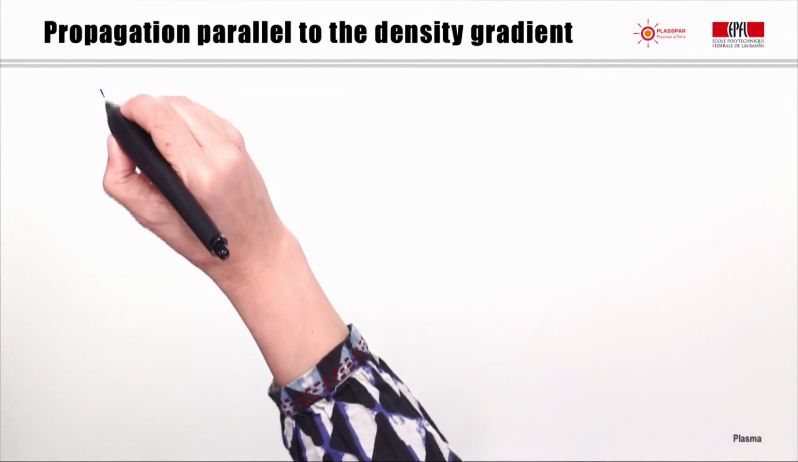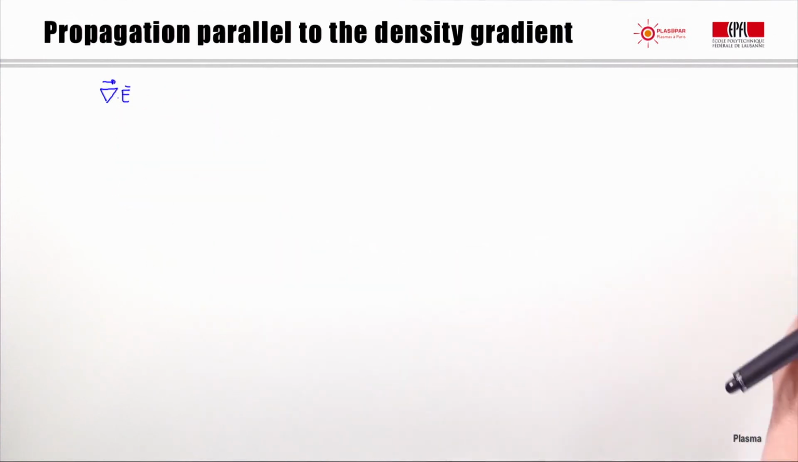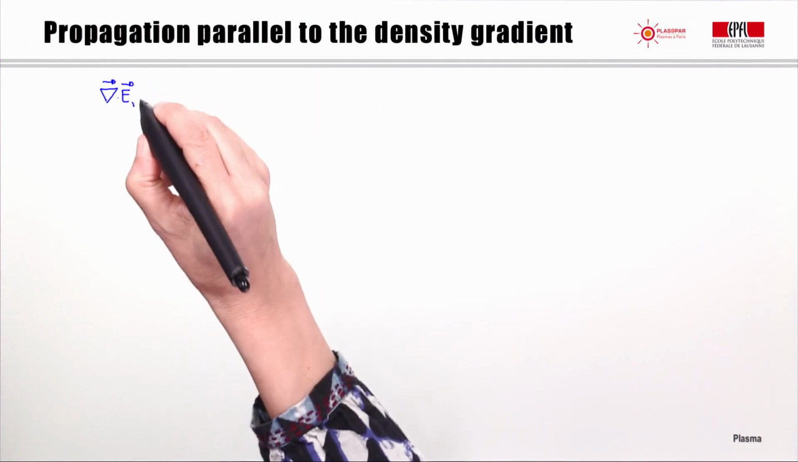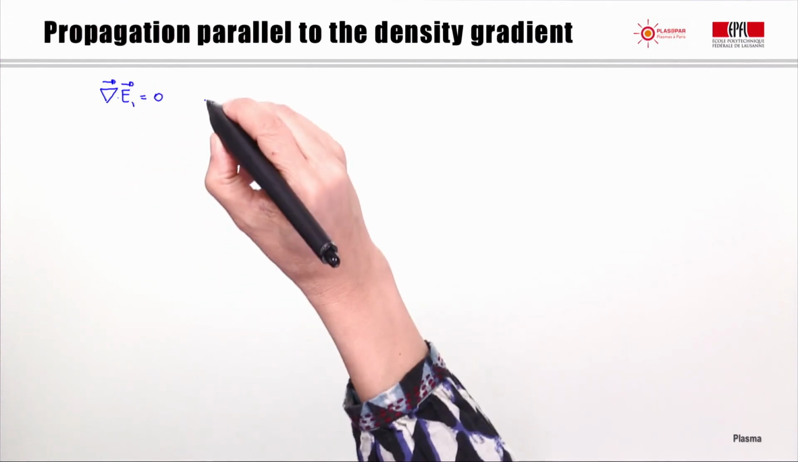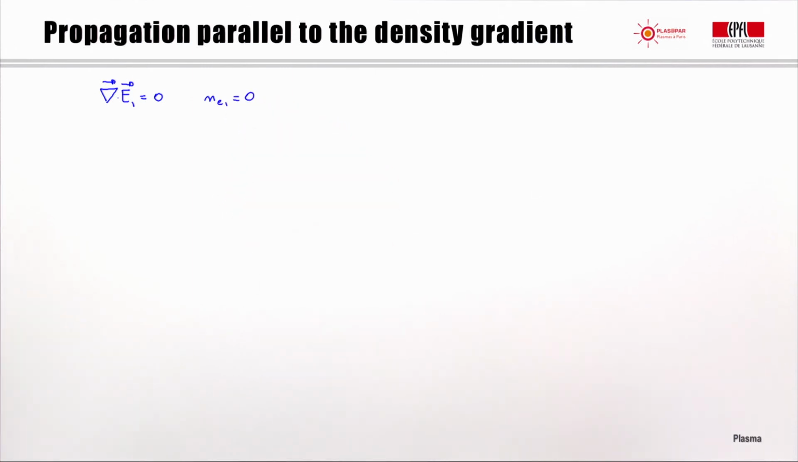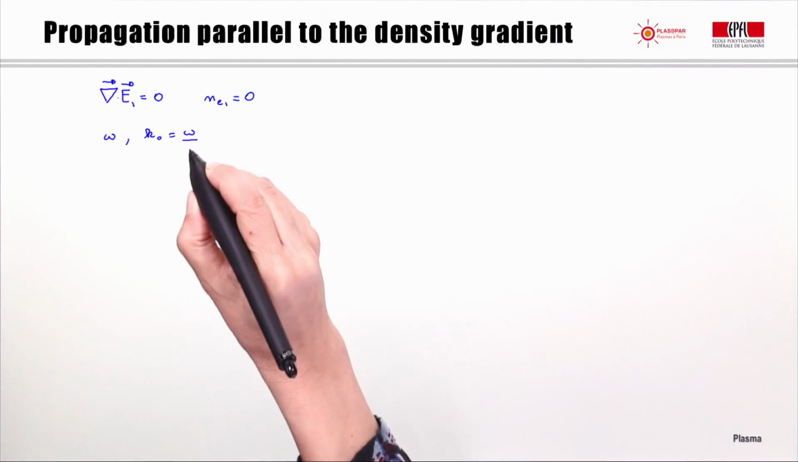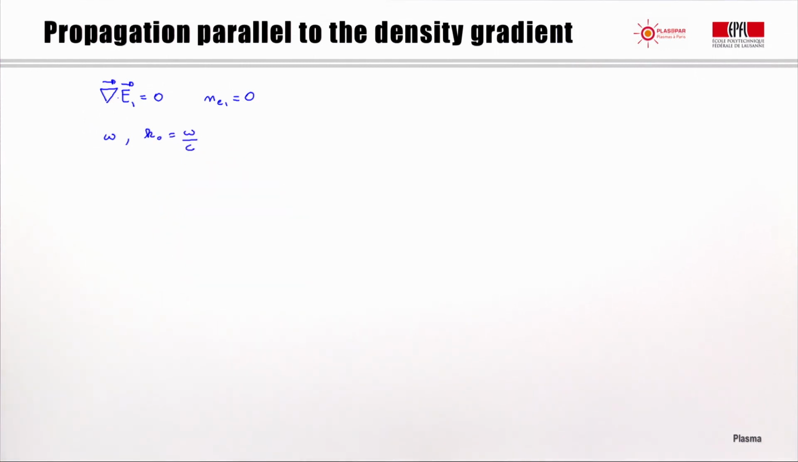So we can write that the divergence of the electric field is equal to 0, and consistently there is no perturbation of the electron density. However, since now the density depends on space, we do not have anymore a simple wave solution with fixed frequency and wave vector. And in this case, it is not convenient to do the Fourier transform. We can define the frequency and wave vector in vacuum before the wave enters the plasma.